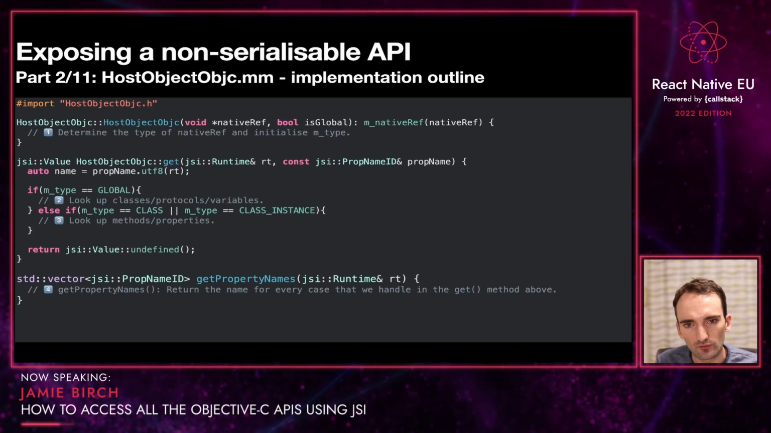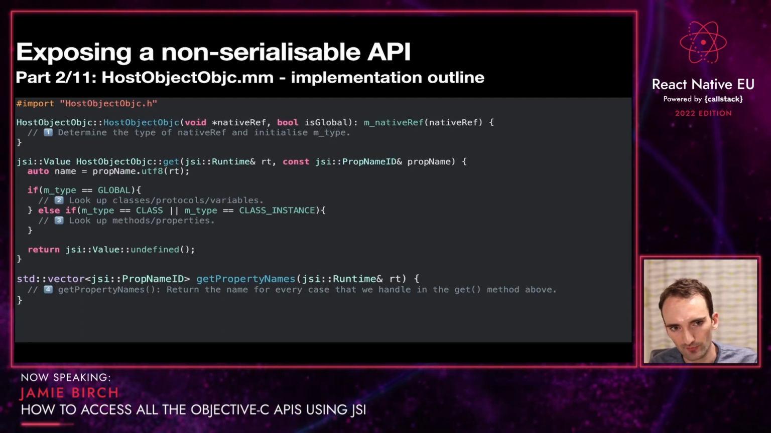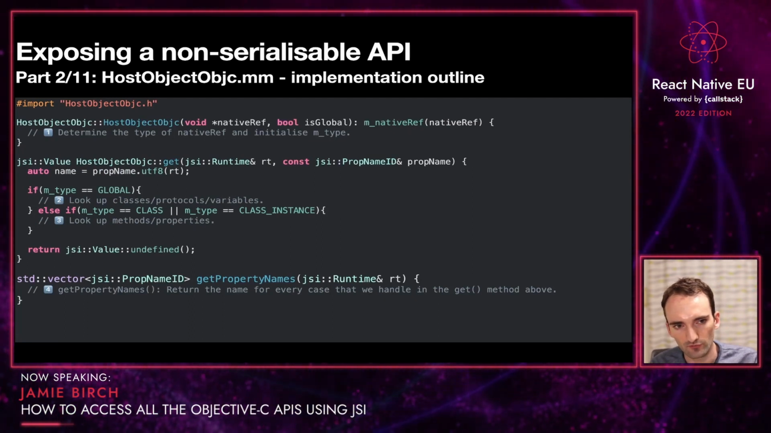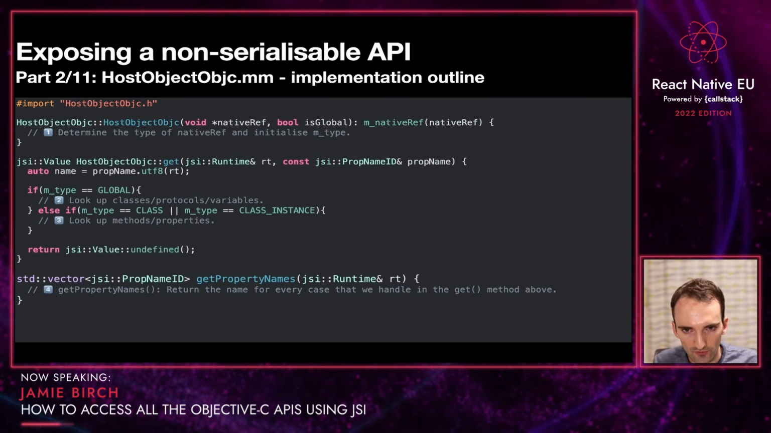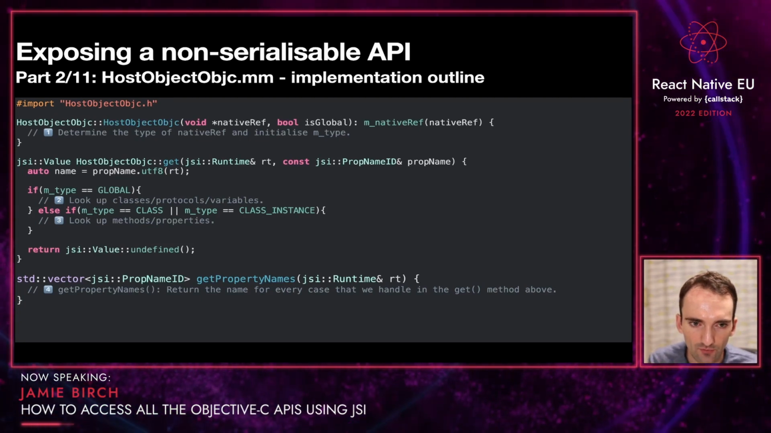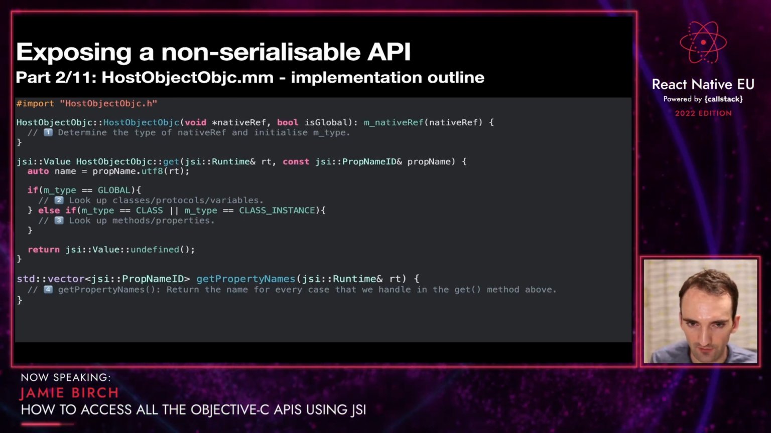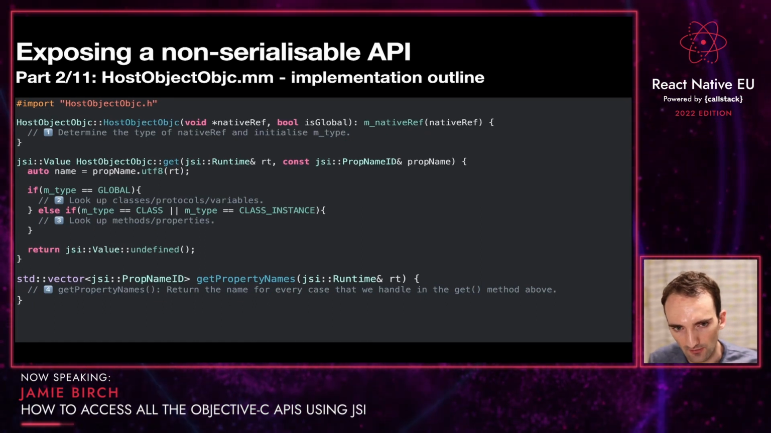Part two, we will just outline what the implementation is going to be like. So in our constructor, we are going to determine the type of native ref and initialize the mType.